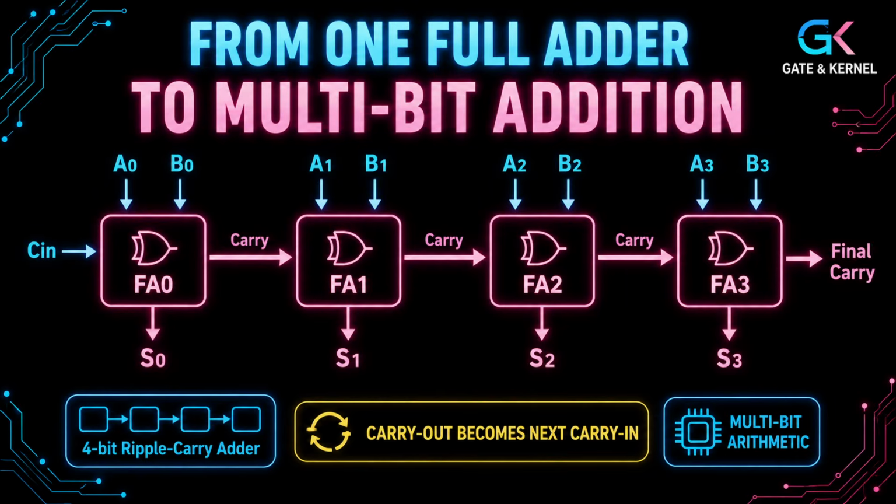Chapter 11. From one full adder to multi-bit addition. Now suppose we want to add two 4-bit binary numbers. We can use one full adder for each bit position. The first full adder adds the least significant bits. Its carryout becomes the carry-in of the next full adder. That carryout then moves into the next stage. The same process continues through all 4-bit positions. So each stage produces one sum bit and passes its carry to the next stage. By connecting several 1-bit full adders together, we can add complete multi-bit binary numbers. This is where a small logic circuit begins to look much more like the arithmetic hardware inside a processor.